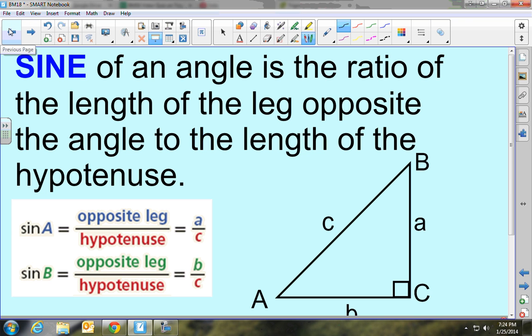Okay, let's get into what these actual words mean, and then we'll talk about how we use them. First, sine. The sine of an angle is the ratio of the length of the leg opposite of the angle to the length of the hypotenuse.